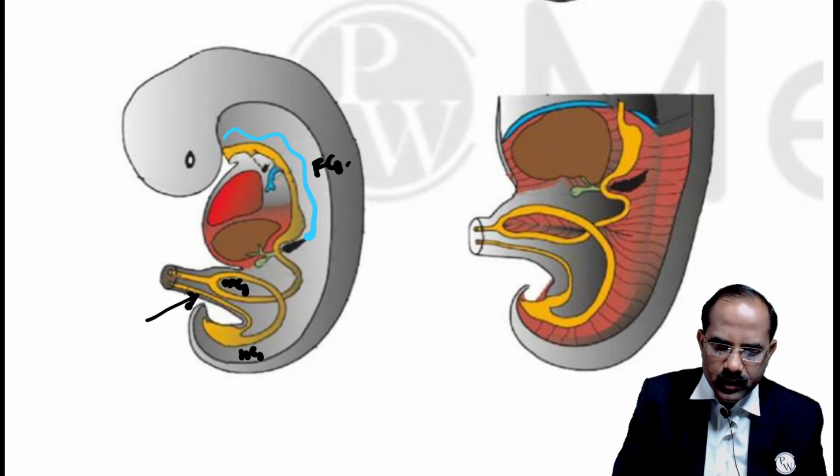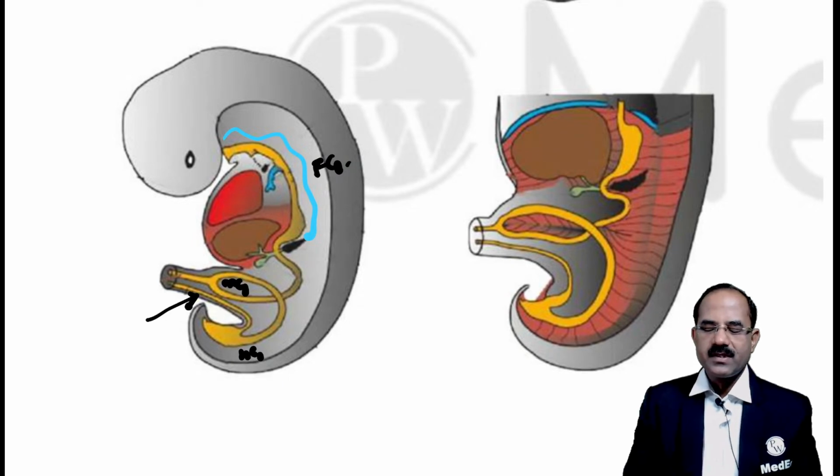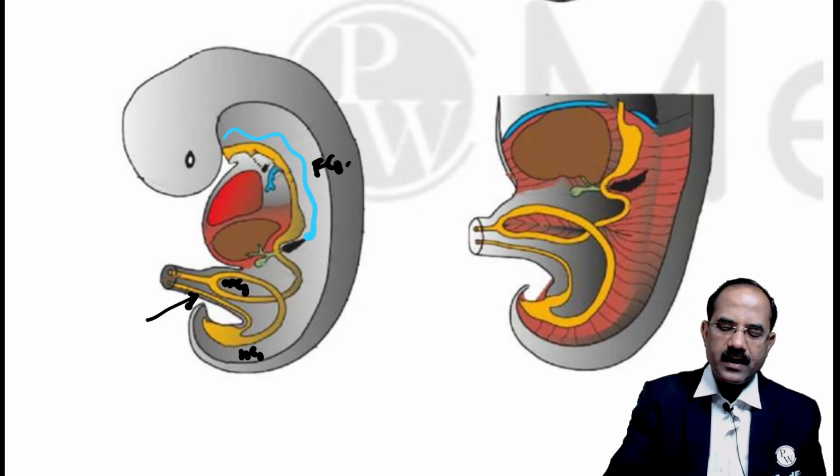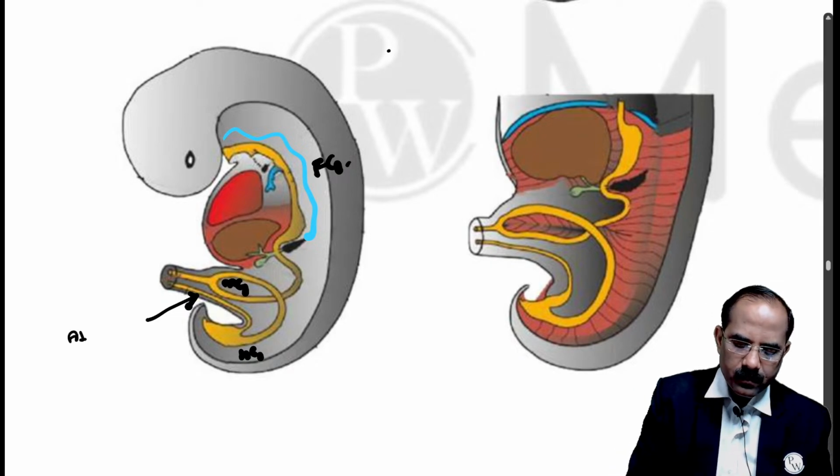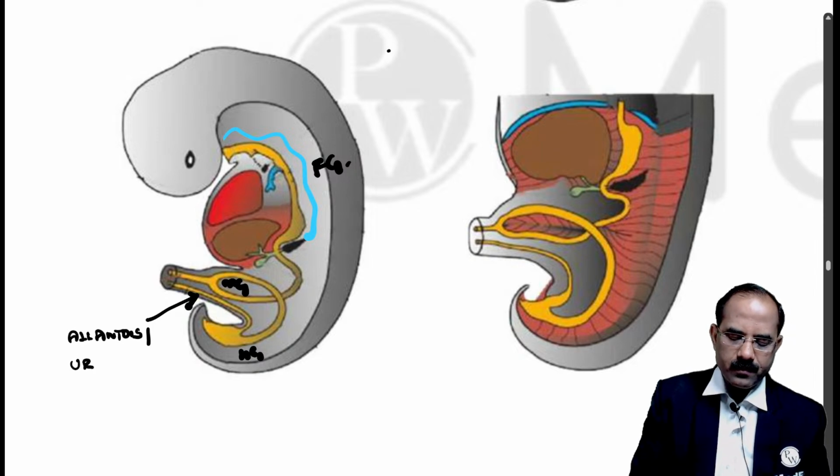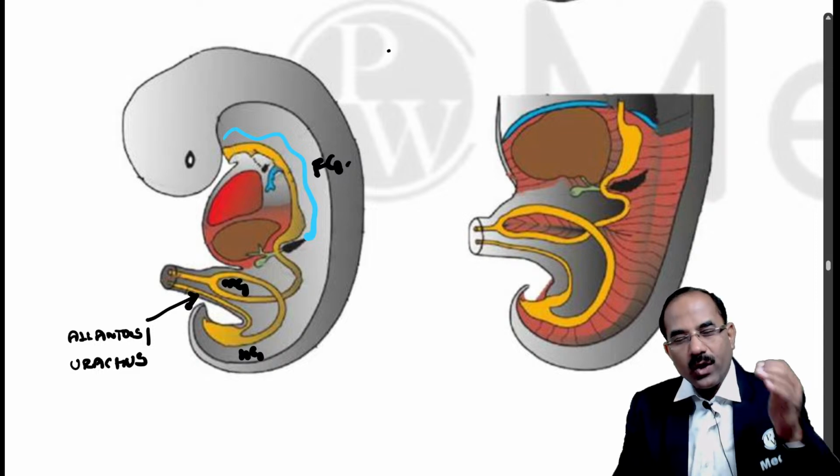Now, what is this connection? Can anyone answer this? What is this connection known as? This connection is what we call as the allantois or the urachus. Allantois or urachus.